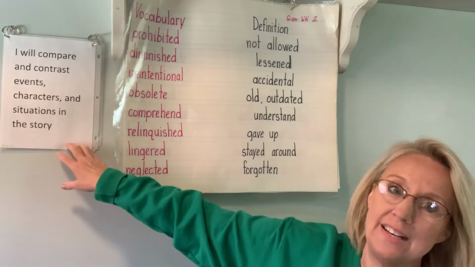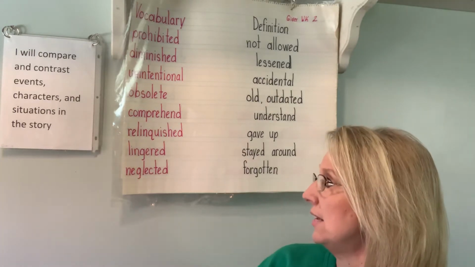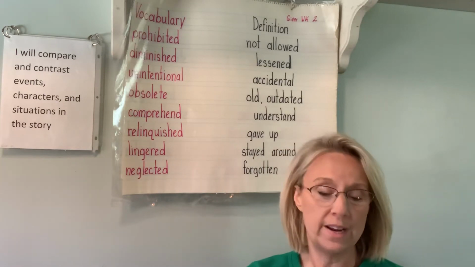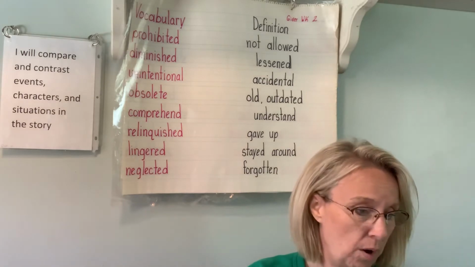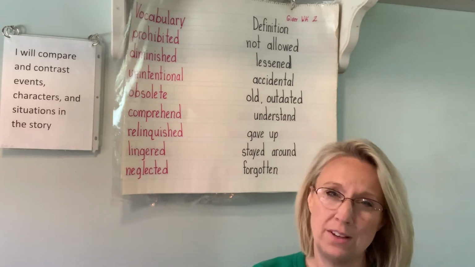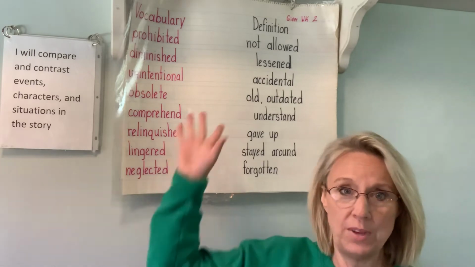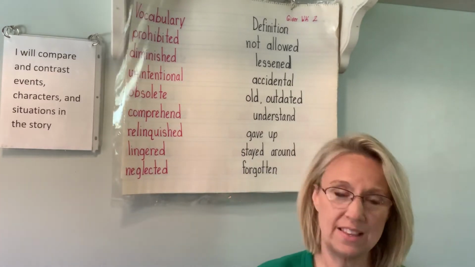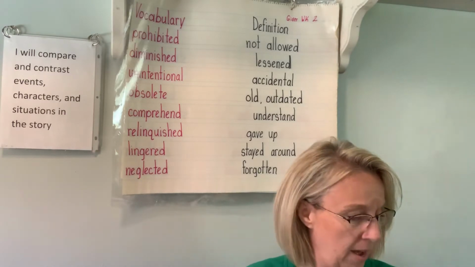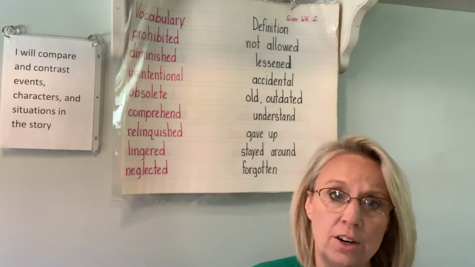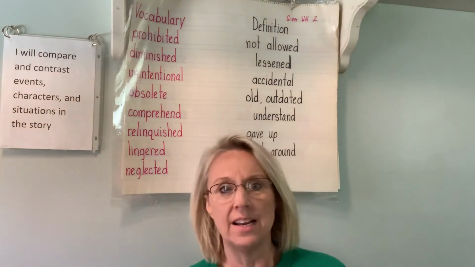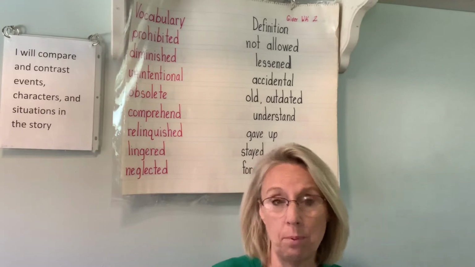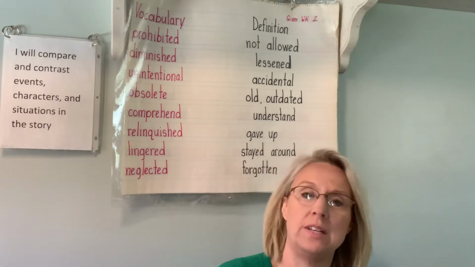Our end in mind is: I will compare and contrast events, characters, and situations in our story. And that's really what we're looking at doing today with our day 4. Vocabulary is behind me, and we're just going to leave it there for now. I want you to think about, how does Jonas learn about color? And I don't want you to say, well, the Giver told him. I want you to think about the process of how Jonas learned about color.